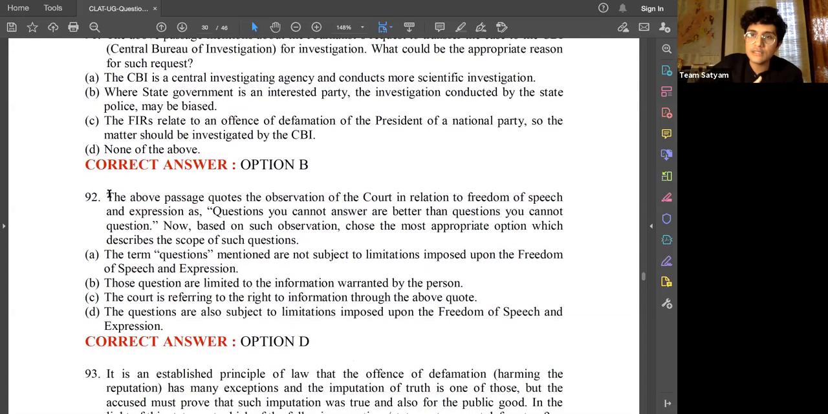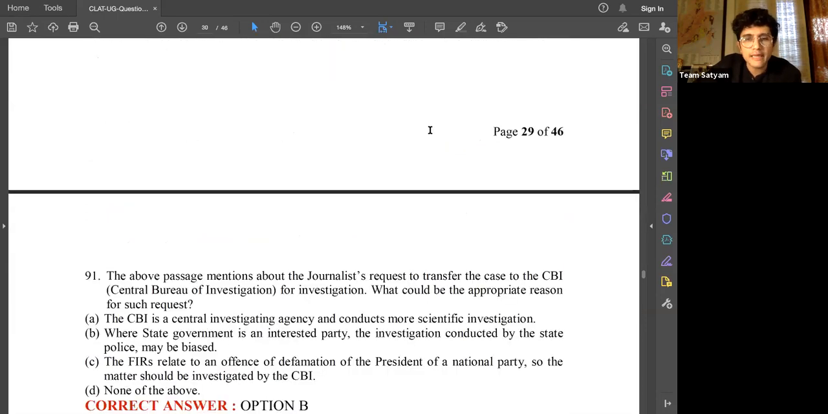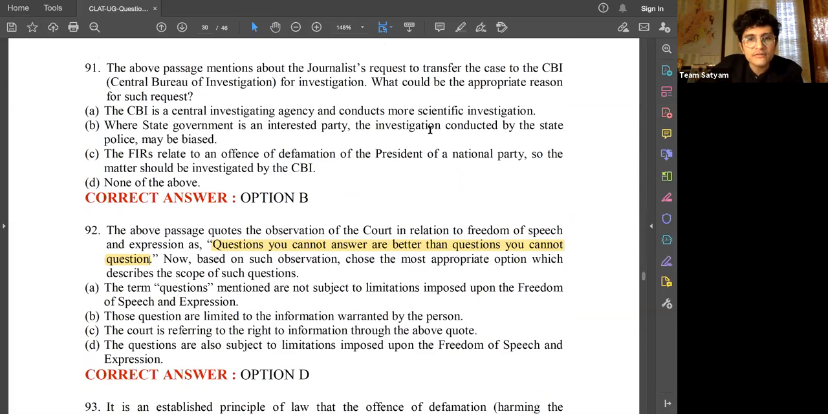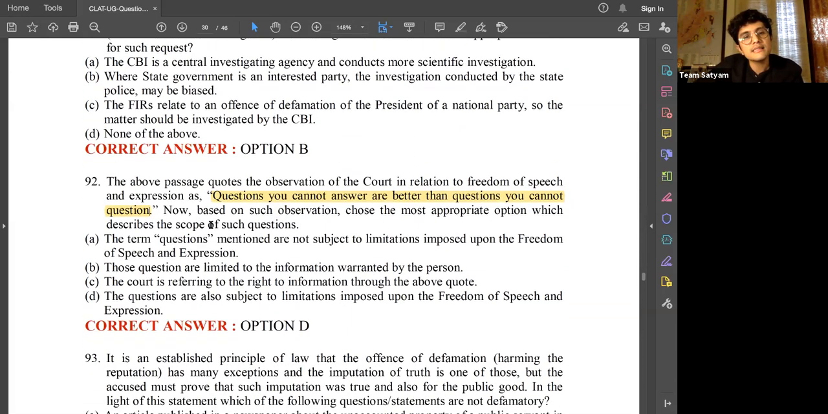Now, question number 92. Again, there's a tiny mistake in this quotation that they've put out: questions you cannot answer are better than questions you cannot question. It should be: questions you cannot answer are better than answers you cannot question, because it is lifted from the passage itself. So that's a typographical error. Ignoring that, and just applying what has been stated in the passage, it is asking us what describes the scope of such questions.